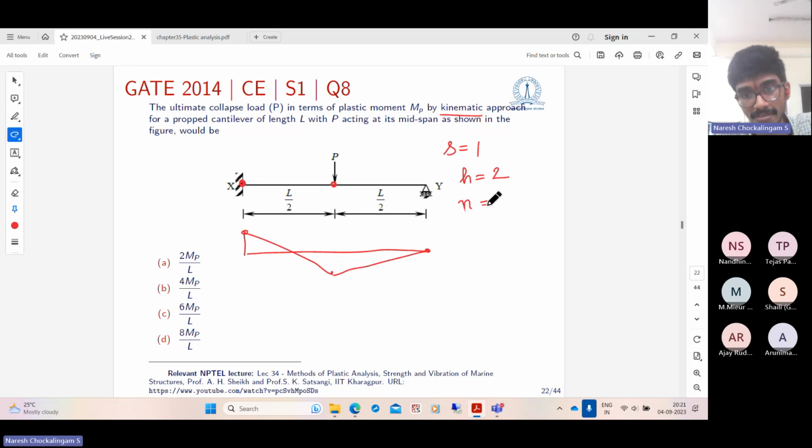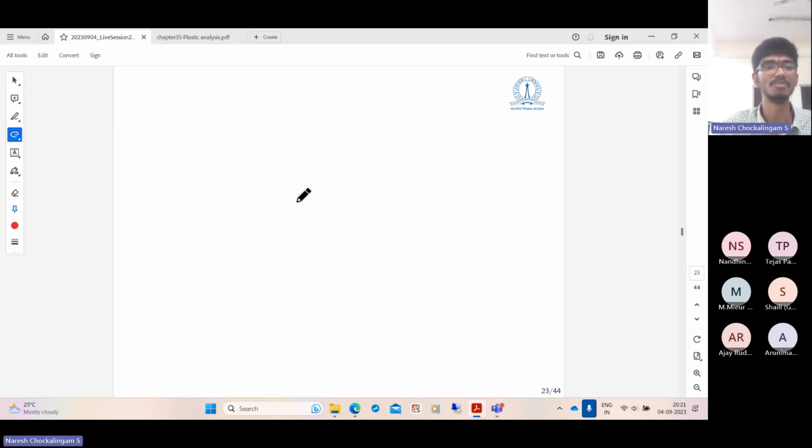So the number of mechanisms is H minus S, which is 1. So the only possible mechanism is 1. Let us find out what it is. It is nothing but this. At this point, it is free to rotate. And at this point, it is free to rotate. Now, finding the collapse load is just one step. Let us draw the structure at the verge of collapse.